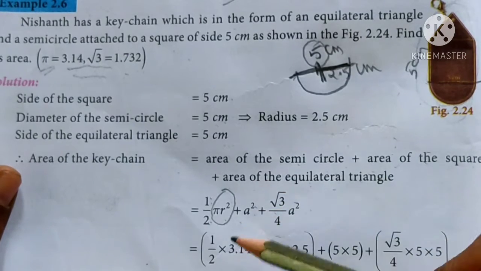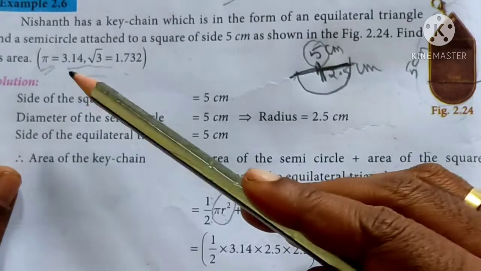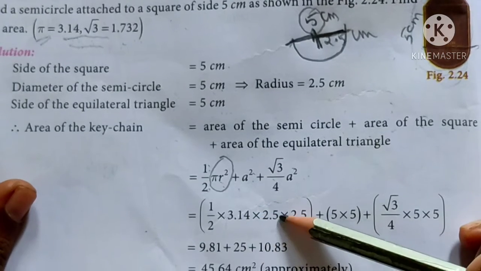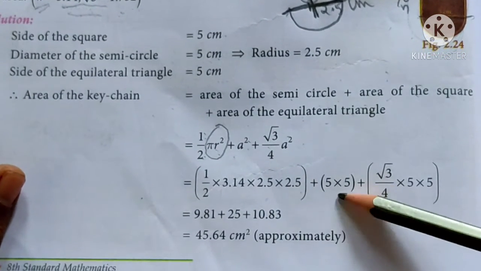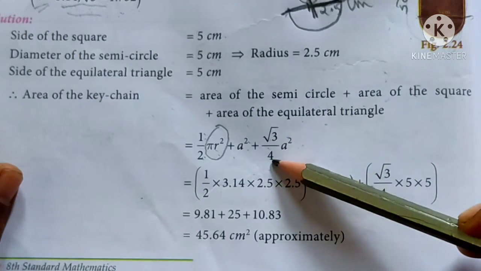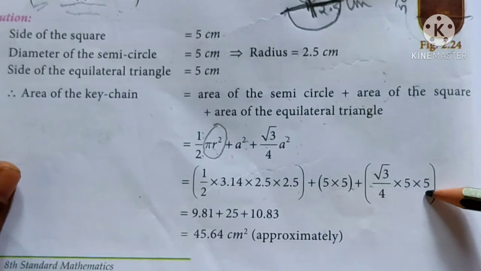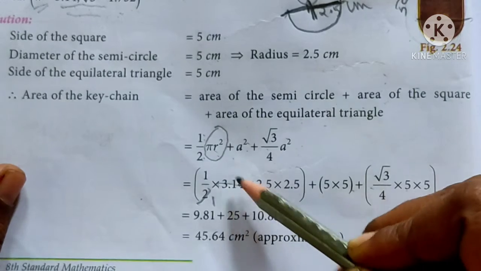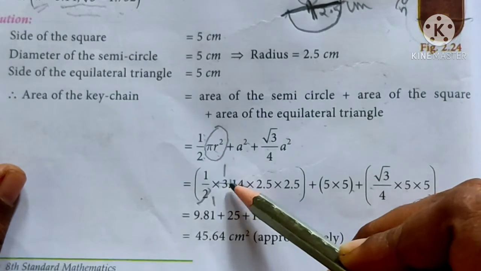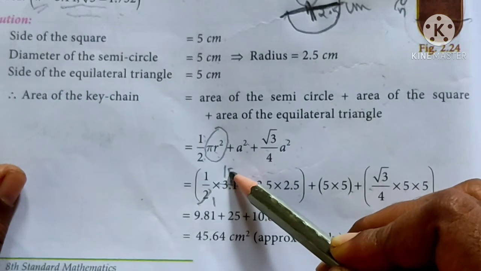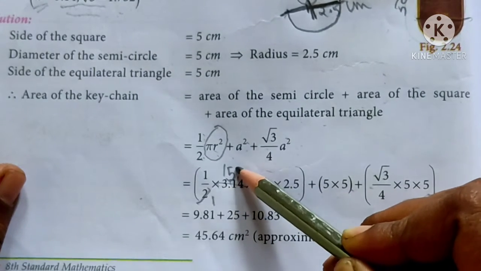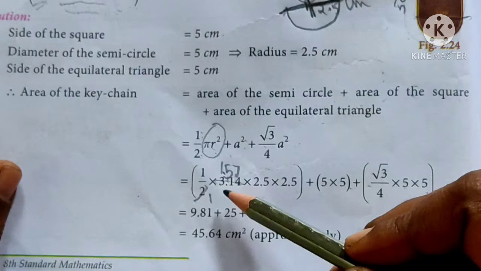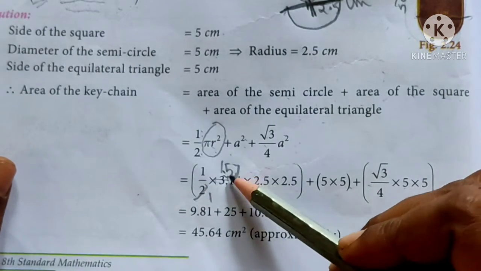Substitute all the values. So 1/2 into pi, where we substitute 3.14, into 2.5 into 2.5, plus 5 into 5, plus root 3/4 into a square, which is 5 into 5. Then which numbers are cancelled? 1 2s are 2. Balance is 1. Now the number is 11. 5 2s are 10, again balance 1. 7 2s are 14. So half the value of 3.14 is 1.57.